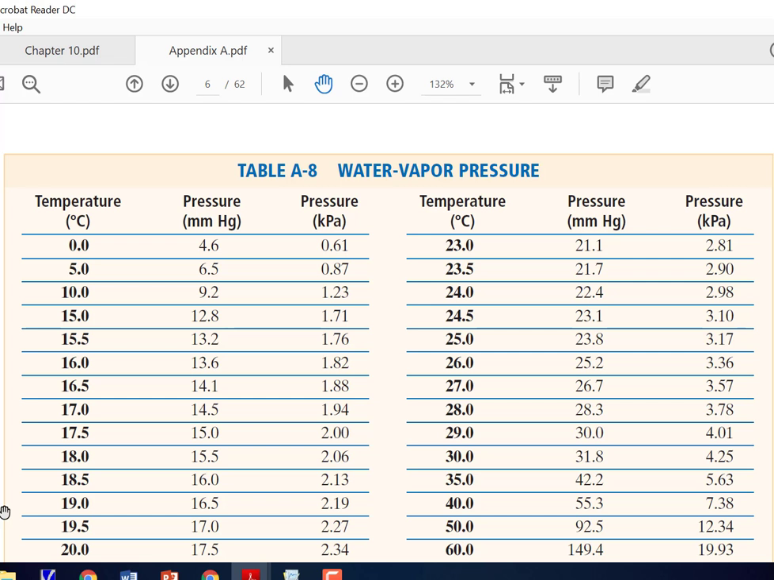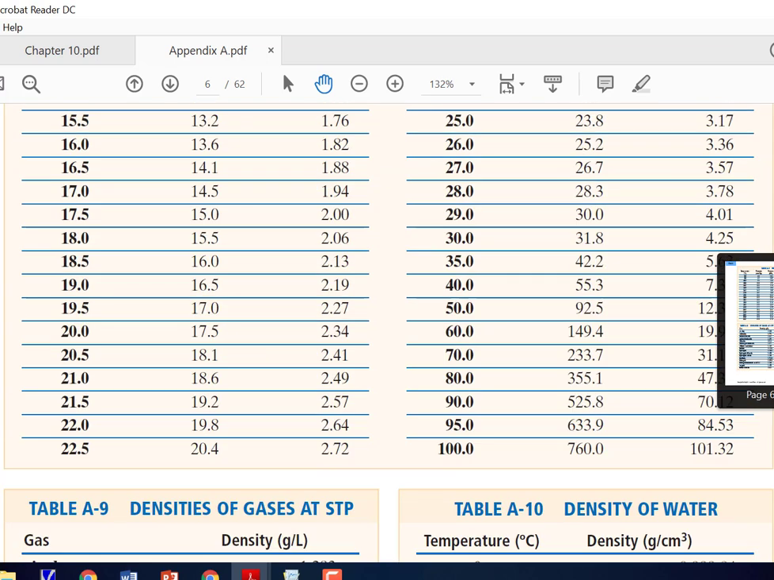Now, technically, what if it was 17.3? Well, you'd have to do an interpolation between those two. And since it's 0.5 here and 0.5 there, 0.3 here should be 0.3 there. That makes sense? But if you look at the numbers, as the temperature gets higher, those vapor pressure numbers get higher and higher. So at 22, we're up to 20.